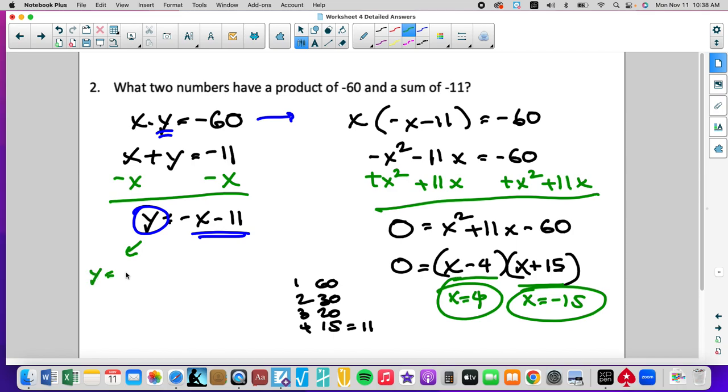When x equals 4, we plug it in, y is going to equal negative 15. So 4, negative 15, and then when x equals negative 15, y is going to equal 4. But those are still my two numbers. So my two numbers are going to be negative 15 and 4. And when I add them, it equals negative 11. When I multiply them, it equals negative 60.